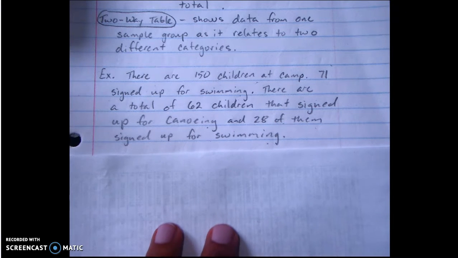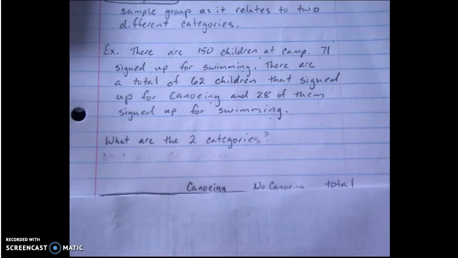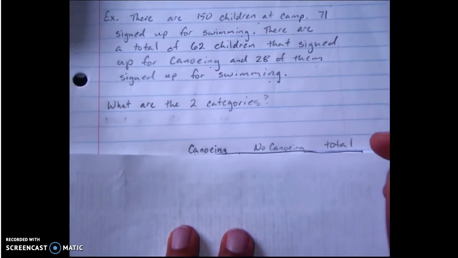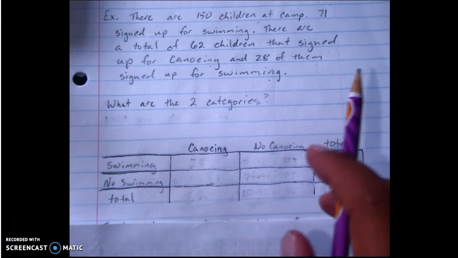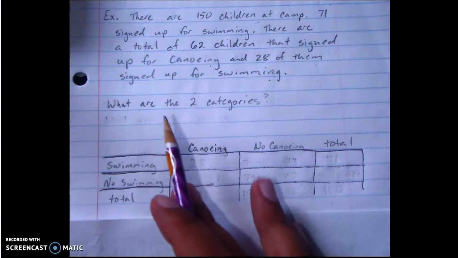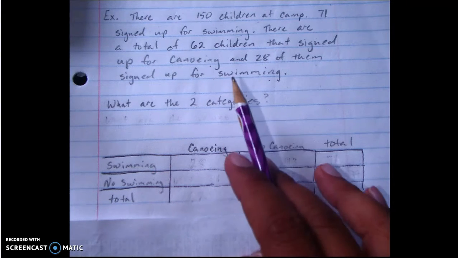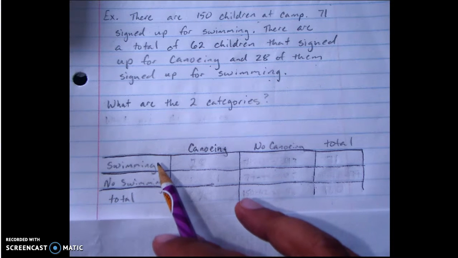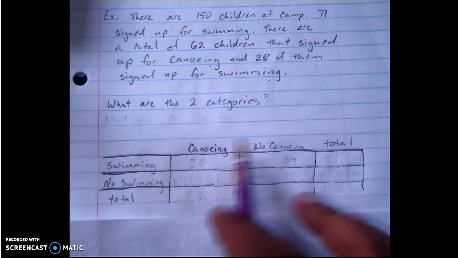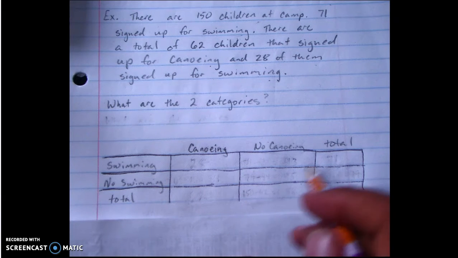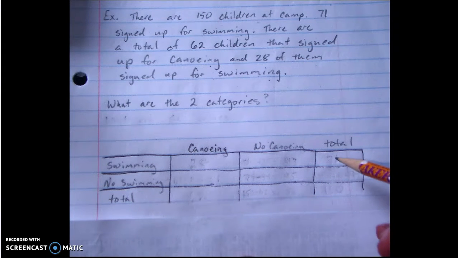So our next step is creating our table. So now that you have all your values circled and underlined, we're going to go ahead and start filling in the table. So go ahead and draw your table. So the first thing you have to think of, what are the two categories? And we know it's swimming and canoeing. So I have my first row is swimming, and my first column is canoeing. Then it's no canoeing, no swimming right here. And we can add on this last column and row with totals.